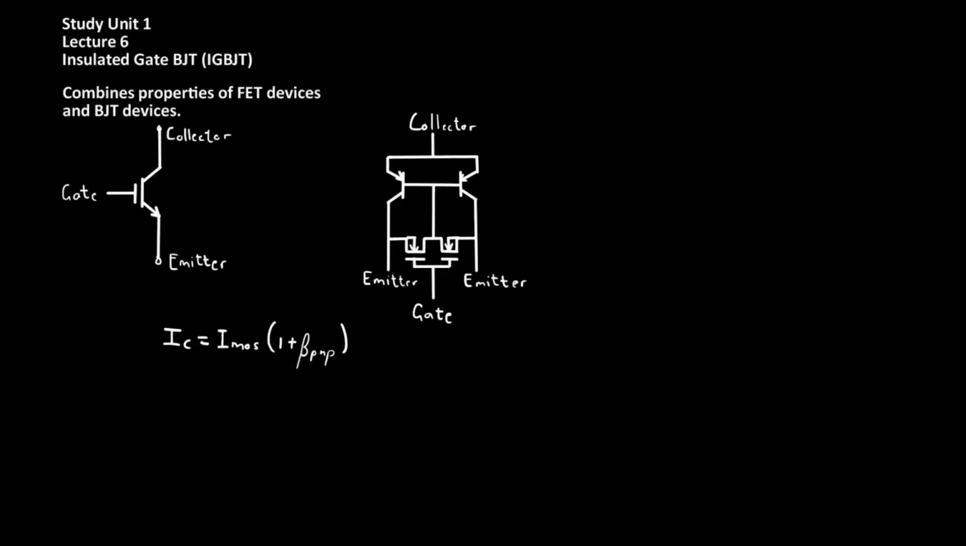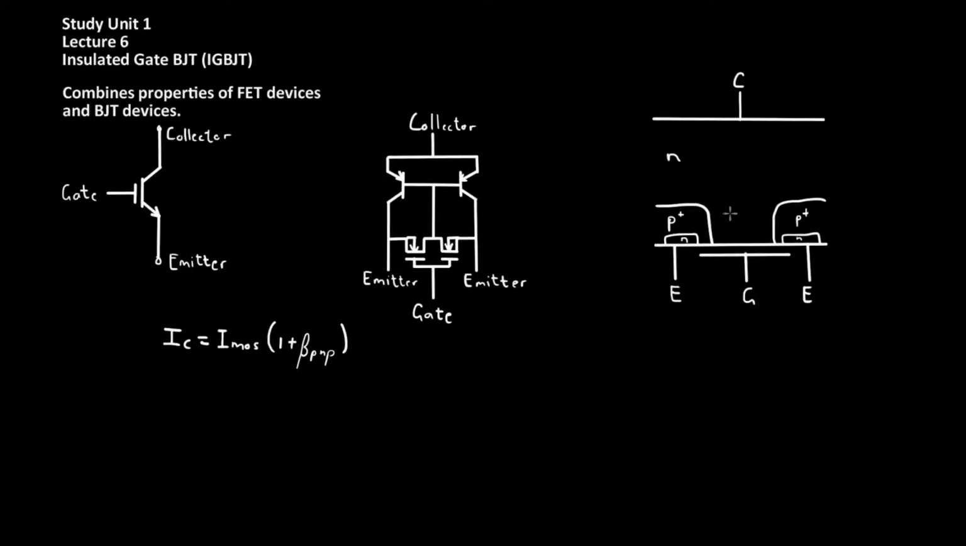This lecture focuses on the insulated gate BJT, or IGBJT, which combines the properties of FET devices as well as bipolar devices. So this device also has a collector and emitter, but instead of having a base, has an insulated gate. By combining the two devices, a device is achieved which has the high on and off states of the BJT, but the high gate insulation of the MOS. The IGBJT has a gate, an emitter, and a collector.